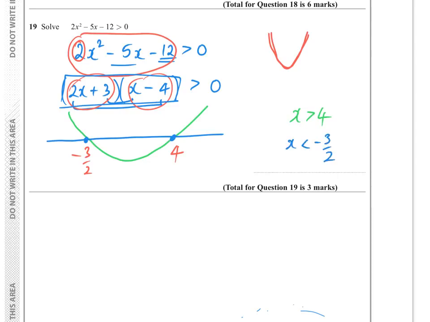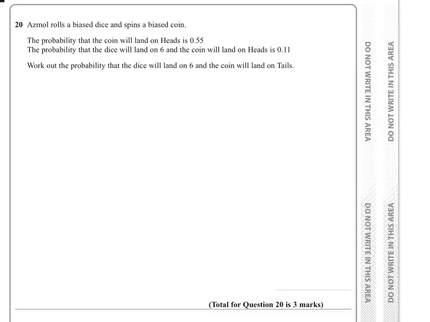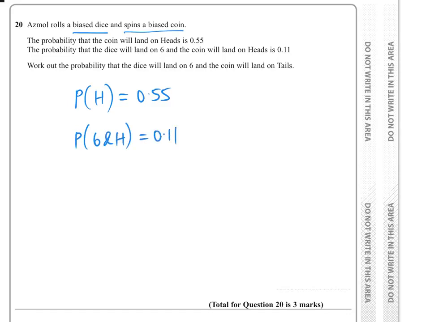So they would be my answers for that question. Question 20. Asmol rolls a biased dice, an unfair one, and spins a biased coin. The probability that the coin will land on heads is 0.55, and the probability that the dice will land on 6 and the coin will land on heads is 0.11. So we know that the probability of tails would be what makes it to 1, so 0.45.